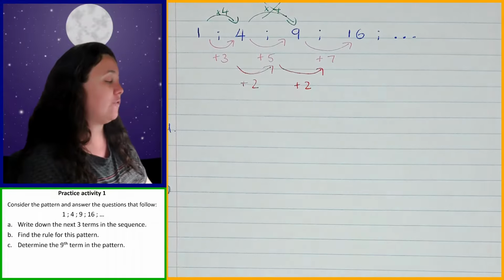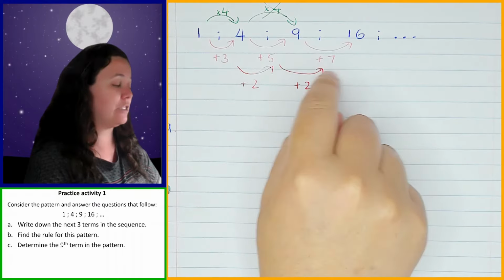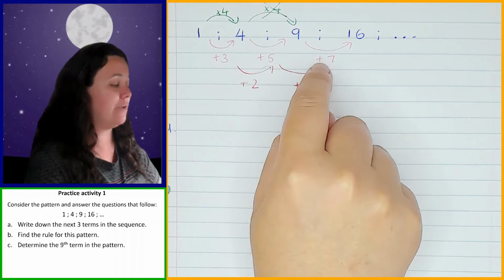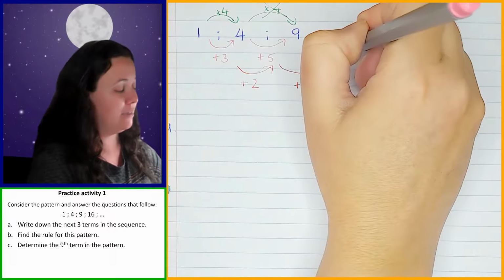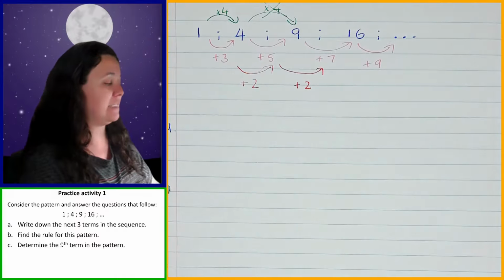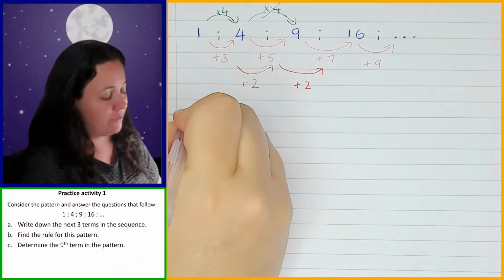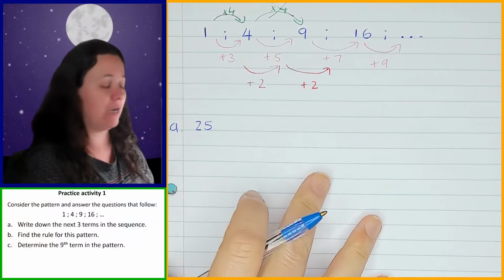Okay, so to find the next 3 terms, if I see over here that I have a pattern in the differences, it's going 3, then 5, then 7, then my next one, I'm going to add 9 to get my next term. So 16 plus 9 is going to be 25. So the next term that you got should have been 25.